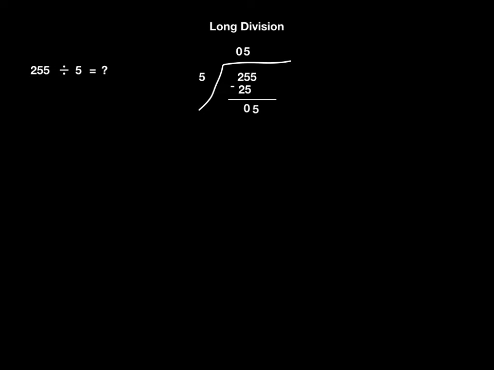Does 5 fit into 5? It sure does. 5 fits into 5 one time. 5 times 1 is 5. And then again, we're going to subtract. 5 minus 5 is 0. So the answer to our problem is 51. There's no remainders. 255 divided by 5 equals 51.